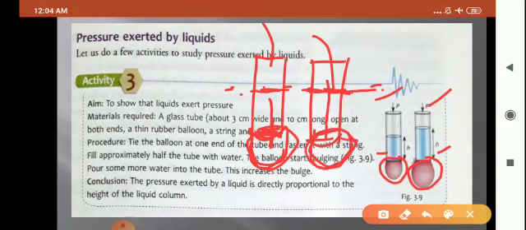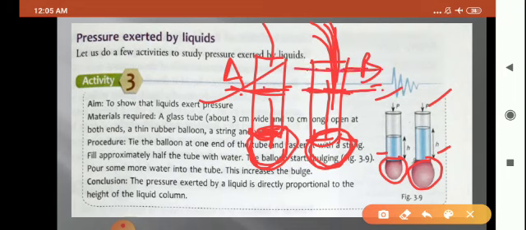Now suppose this is your glass tube A and this is your glass tube B. In glass tube B, we are going to pour some more water, more volume of water, and in glass tube A, let it remain till here only. Now in glass tube B, suppose the water level reaches here. You can see the amount of water in glass tube B is more. Now more water will press down and hence this balloon will bulge more.